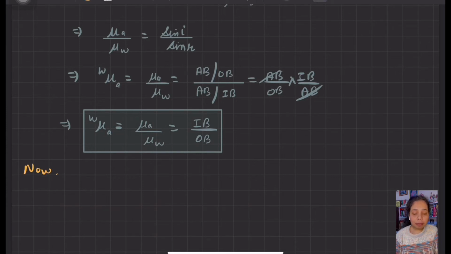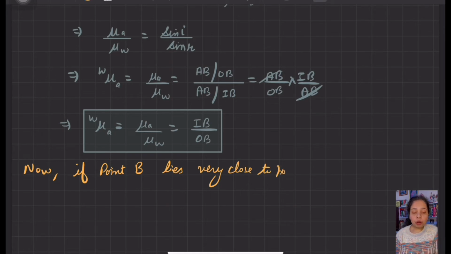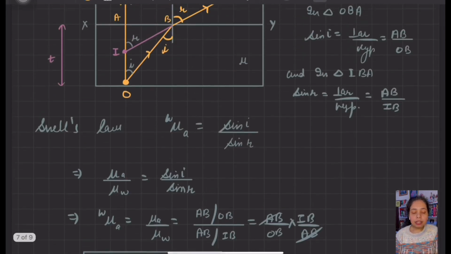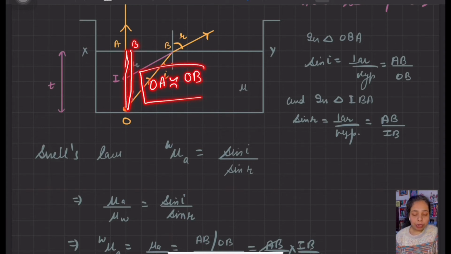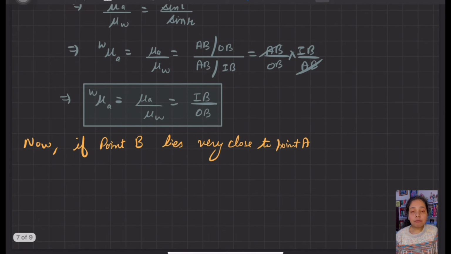to the apparent depth. Now if we consider that point B is lying very close to point A, it will make some difference. So if point B lies very close to point A, then let us consider the diagram and let us say the point B is not lying here, but it is lying very close to point A at this position. So OA and OB are nearly equal. That means OA is nearly equal to OB.